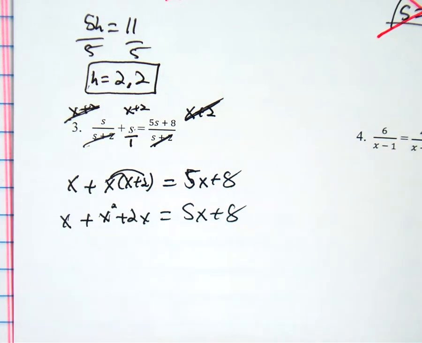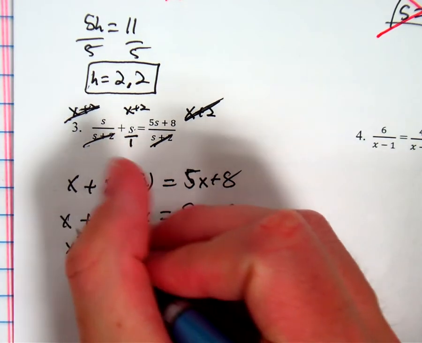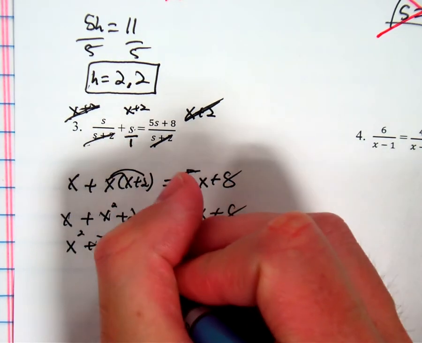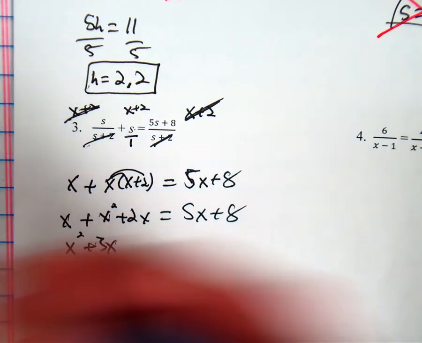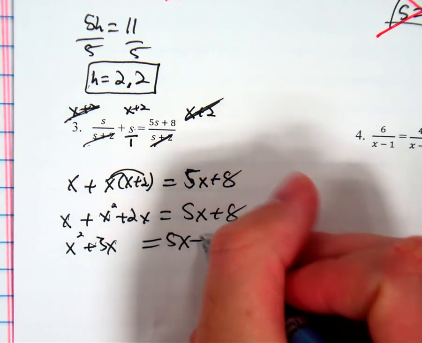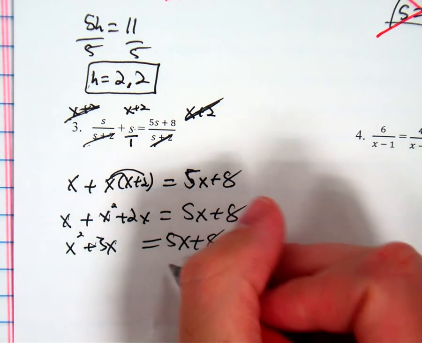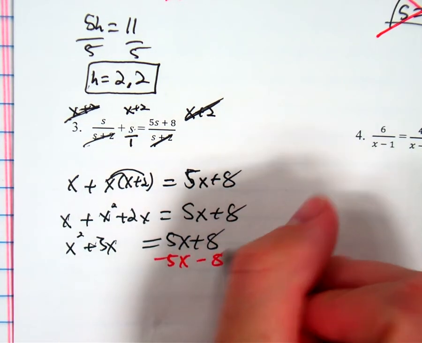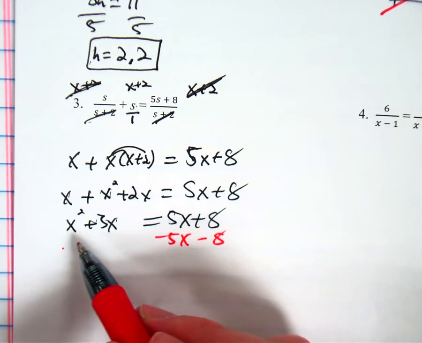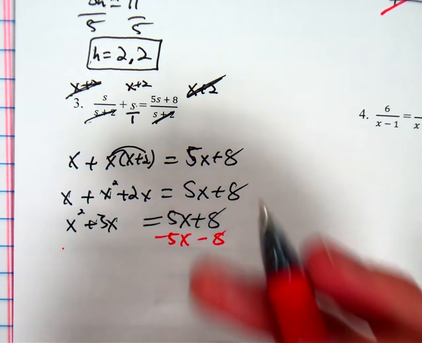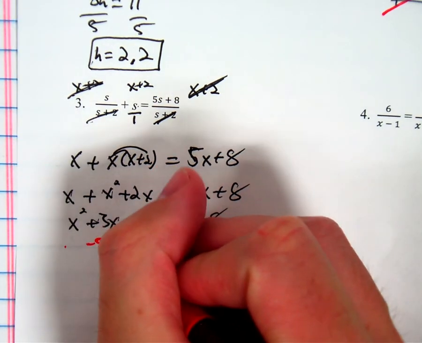Let's get everything on the same side. So we're going to subtract, well, we can put these together, can't we? X squared, 1x plus 2x is plus 3x. We're going to subtract these over. All right, if you have an x squared, you're probably going to have to get everything on the same side and solve by factoring.